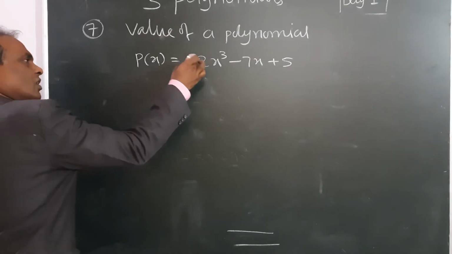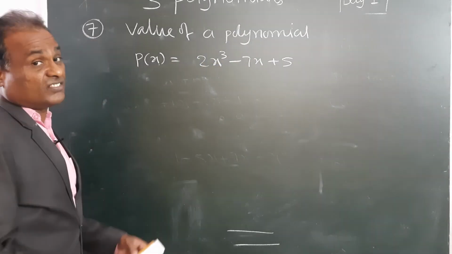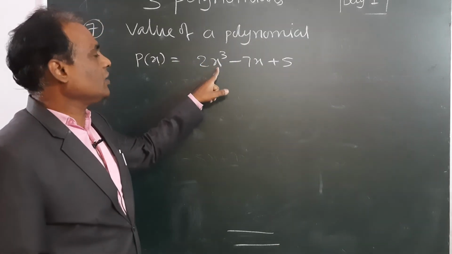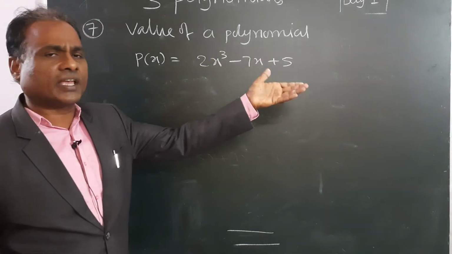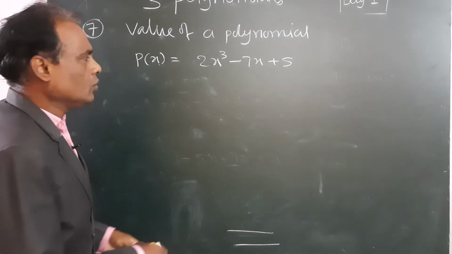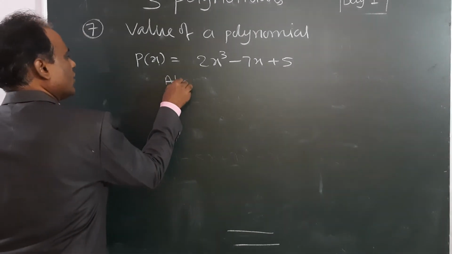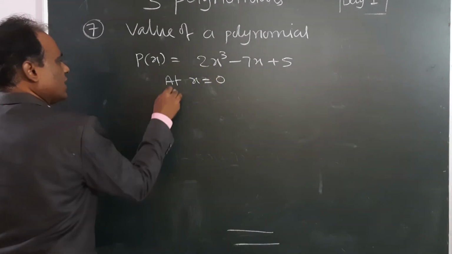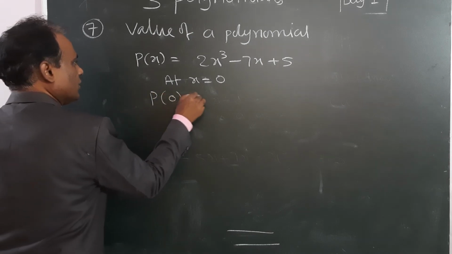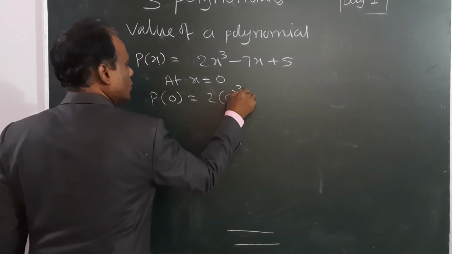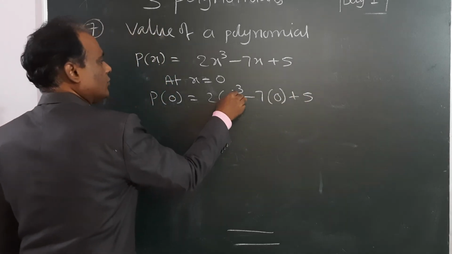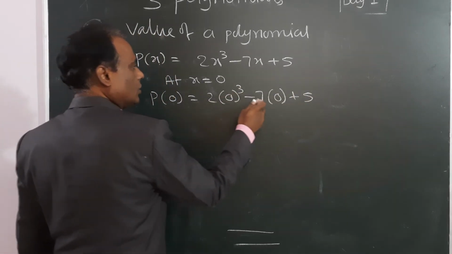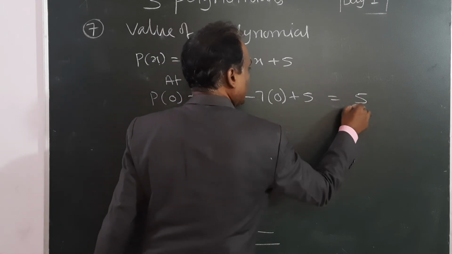The value of this polynomial changes as per the x value. If x value is 1, the value will be something; x value is 2, something else; it depends on the x value. So at x is equal to 0, what is the value of this polynomial? That means p of 0 is equal to 2 into 0 cube minus 7 into 0 plus 5. 2 into 0 cube is 0, this is 0, final answer is 5.